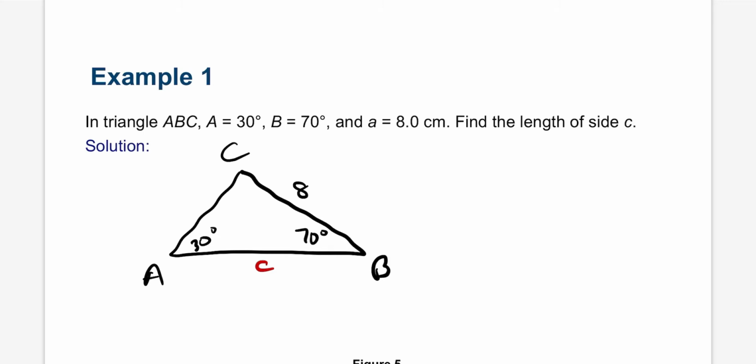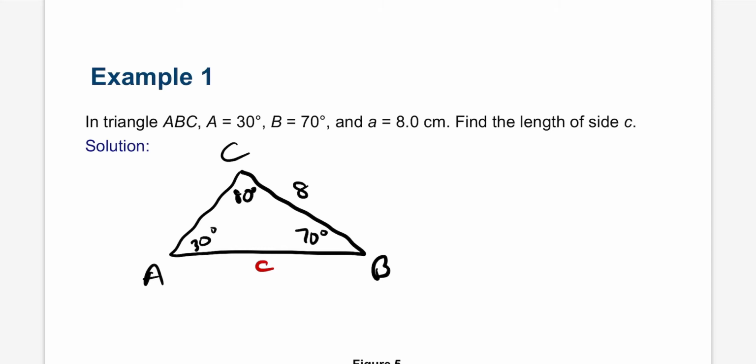As you can see, we have angle, angle, side. That means we can use the law of sines. First, we need to find the missing angle. If this is 70 and 30, that's 100. That means this has to be 80.